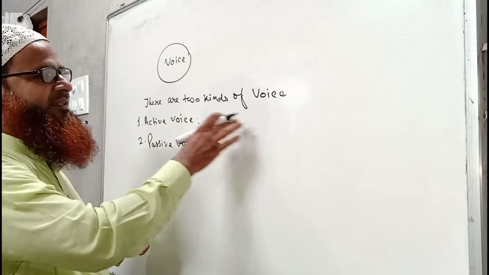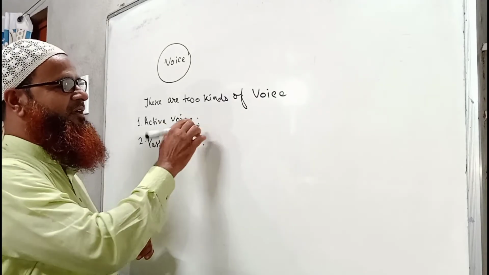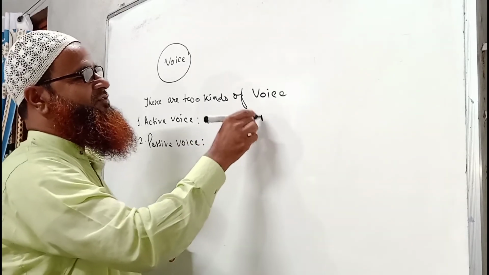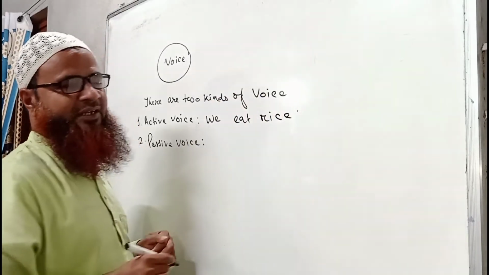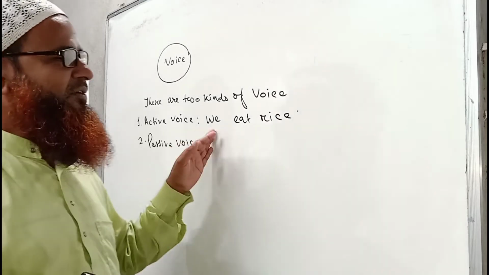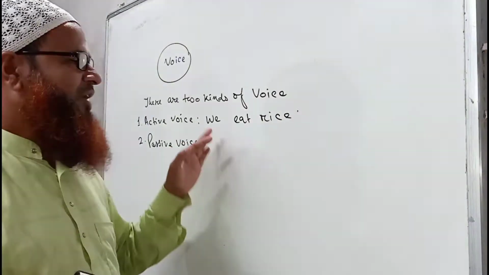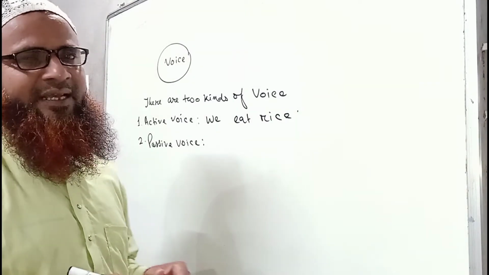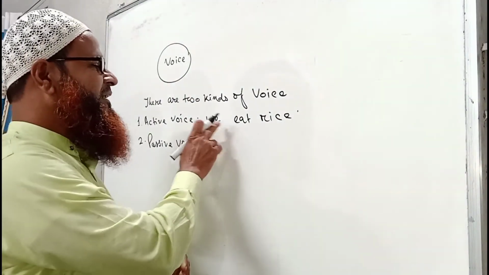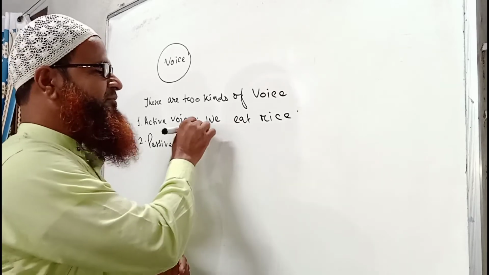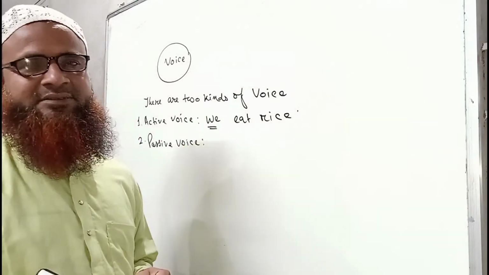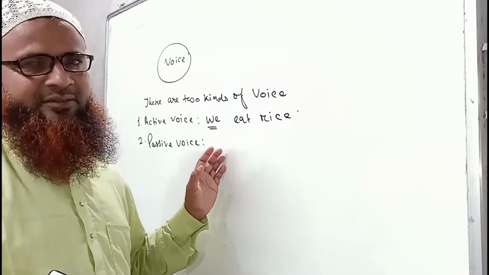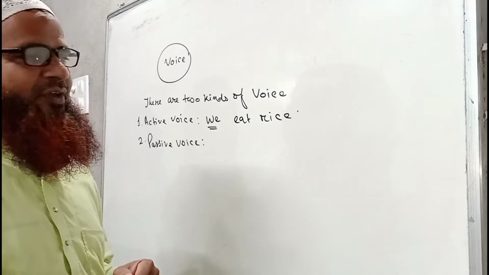Here I am writing a very simple example. We eat rice. This is a very simple sentence in English where there are only three words. So who eats rice? The answer is we. Here the subject is we, and emphasis is given on the subject we. That is why it is a sentence of active voice.